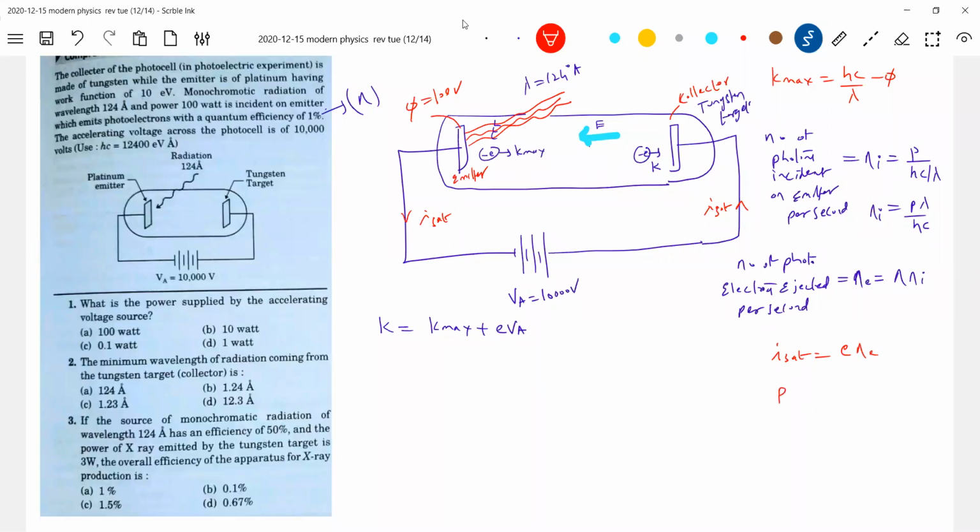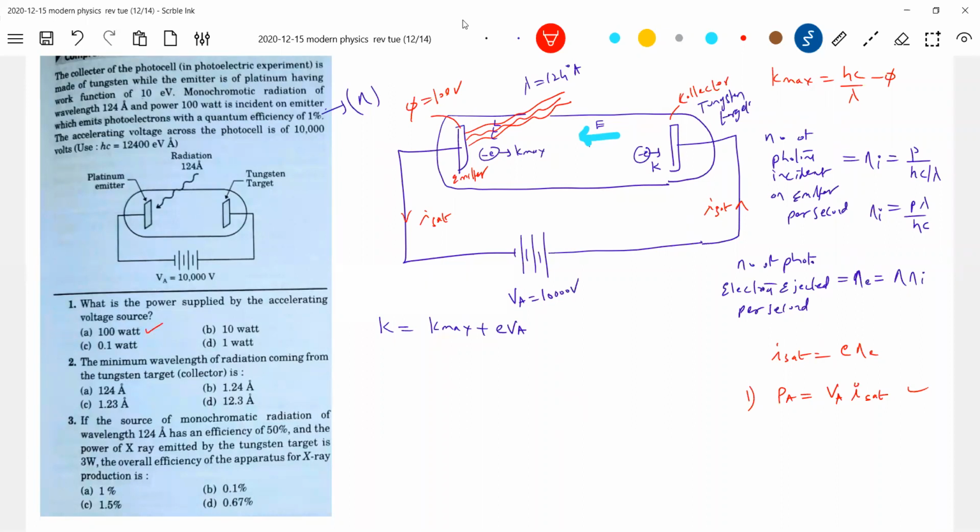Now what is the power supplied by the accelerating voltage source? PA, I'll write it, the first part I'm discussing. That should be equal to accelerating voltage into I saturation. That's the first part of the problem. What is the option given? Comprehension 7. 100 watt is given. Check the calculation, you'll get it.